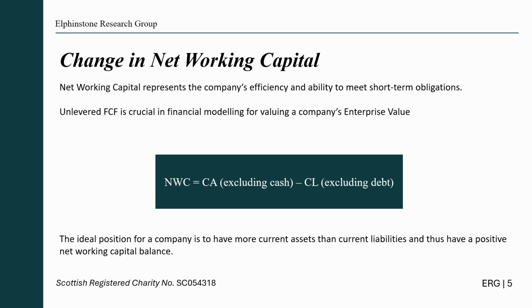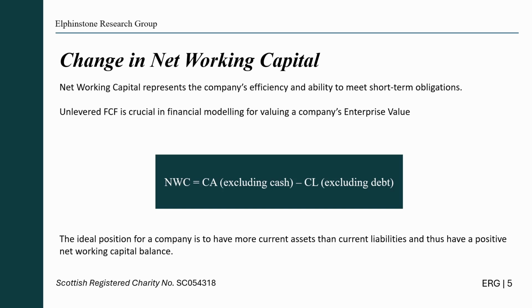Following on from unlevered free cash flow, let's expand on the change in net working capital. The net working capital is the difference between a company's current assets and current liabilities on its balance sheet. It represents the company's efficiency and ability to meet short-term obligations. The ideal position for a company is to have more current assets than current liabilities, and thus have a positive net working capital balance. The formula can be expressed and calculated using different methods.